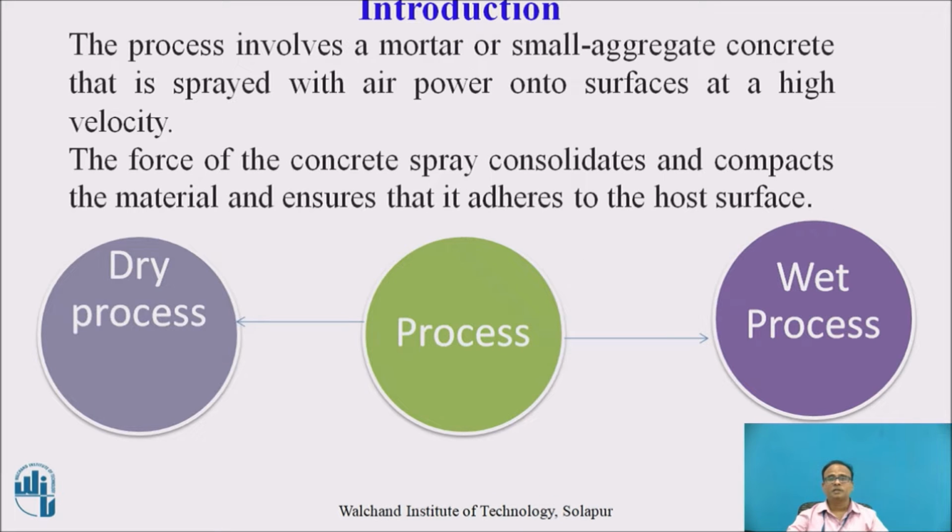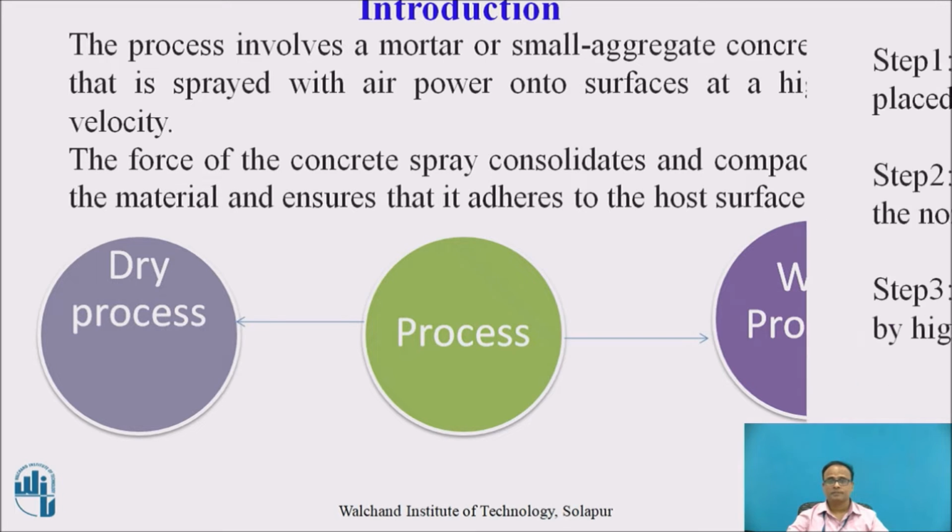This process involves a mortar or small aggregate concrete that is sprayed with air power onto surfaces at high velocity. The force of the concrete spray consolidates and compacts the material and ensures that it adheres to the host surface. So the new material which is being added on the older surface is going to be adhered with the old surface. Now there are two kinds of process, one is wet process and another is dry process. So let us see what is dry process and what is wet process.